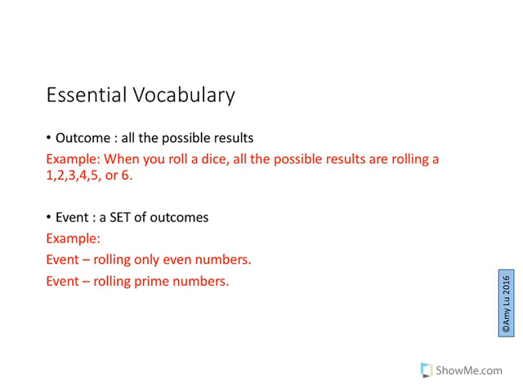An event is a set of outcomes. So if I say event X, and X refers to all the even numbers, I might say an event is rolling only even numbers, or an event is rolling only prime numbers, and so forth and so forth.